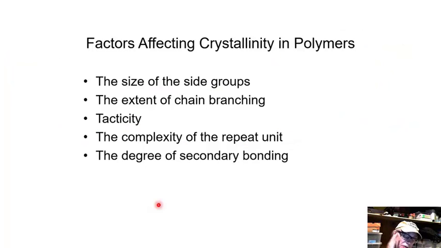Okay, so certain factors affect polymer crystallinity, and we'll talk about some of these. The size of those side groups, the little stubby things, the extent of the chain branching, how long they are, how many of those chains, a thing called tacticity. We'll spend some time with that when we get there. And what's in the repeating unit in the first place.